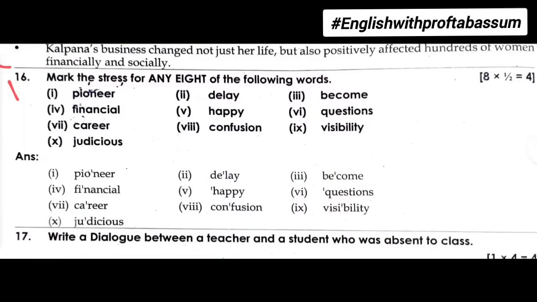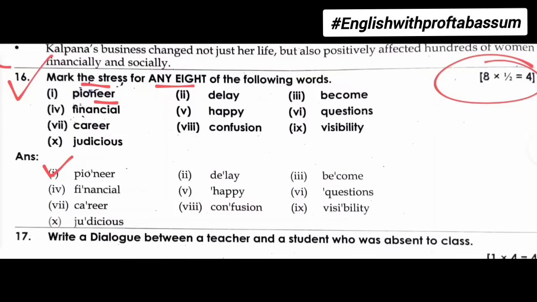Now moving on to bit number 6, that is word stress. Any 8 you need to do out of 10. Each one carries half mark, total 4 marks. The first one, if you see, pioneer, it is ending with double ER. So the rule is if words end with double ER, you mark stress on the last syllable. So pioneer, last part is near. So you mark stress on near.